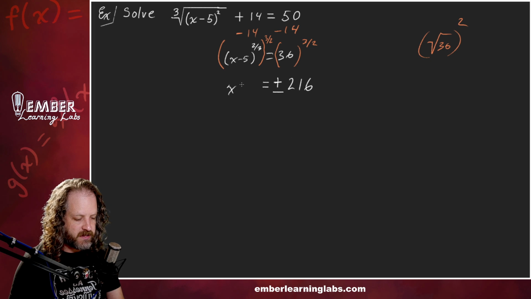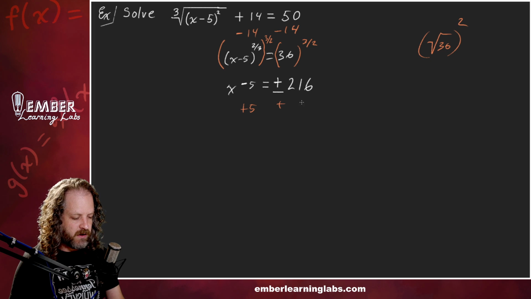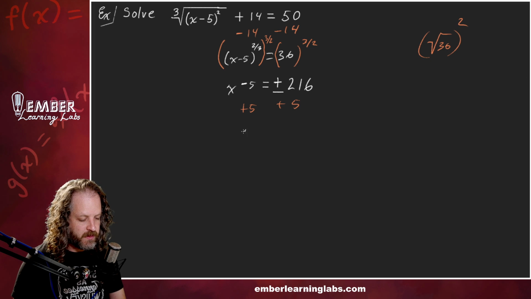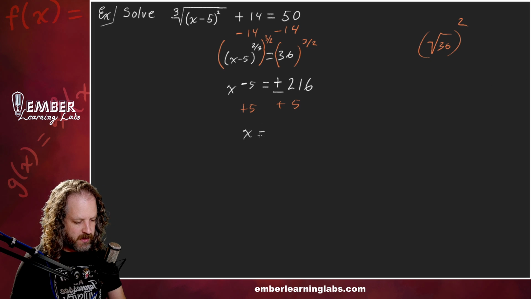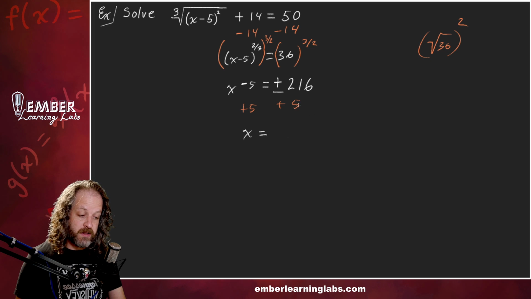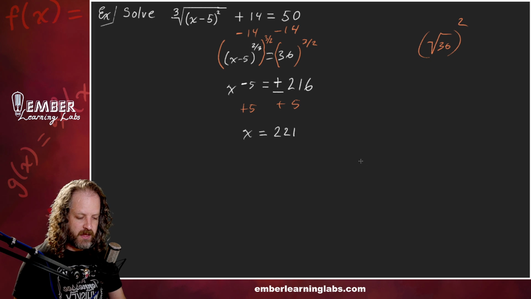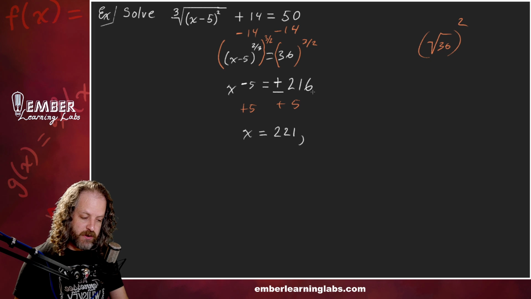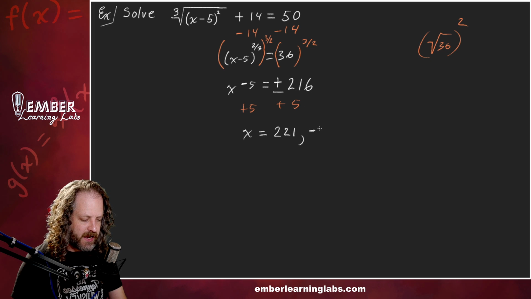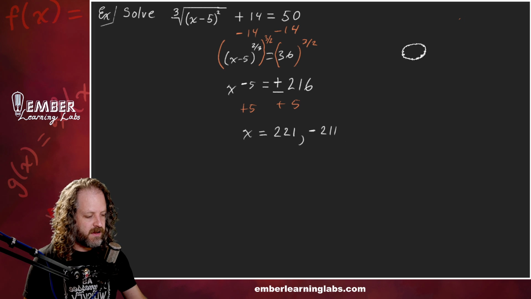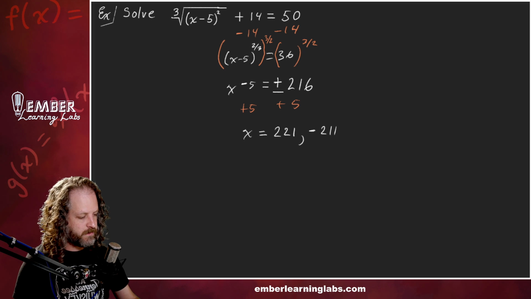So now we've got x minus 5. So we add 5 to both sides. I'm going to go ahead and write this one out all the way just to make sure we remember to deal with the plus or minus. So we've got x equals 216 plus 5, which would be 221, and negative 216 plus 5, which would be negative 211. Now we got to do that check to make sure that they work.